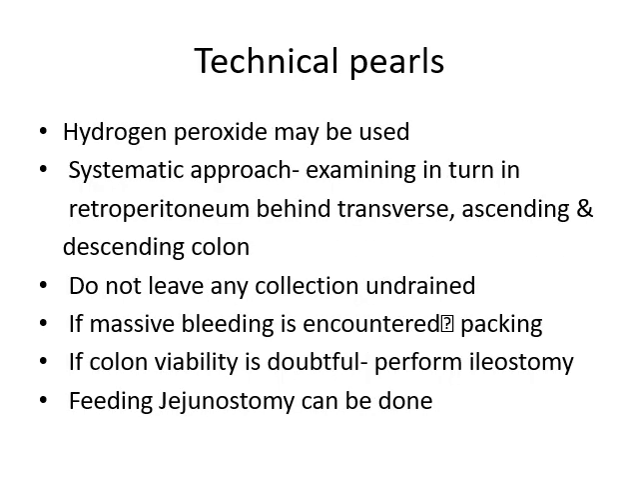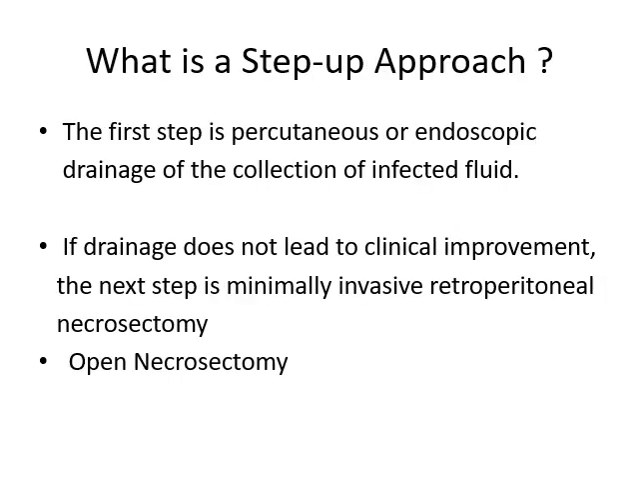Hydrogen peroxide may be used. A systematic approach in examining the internal retroperitoneum behind the transverse and ascending colon should be done. Don't leave any collection undrained. If massive bleeding, do packing. If colon perforated or fallout, perform ileostomy, and a feeding tracheostomy can be done.